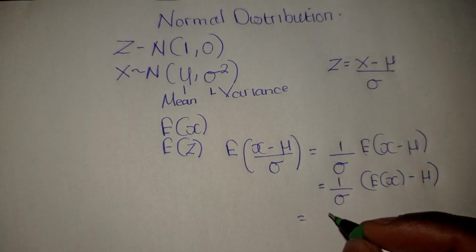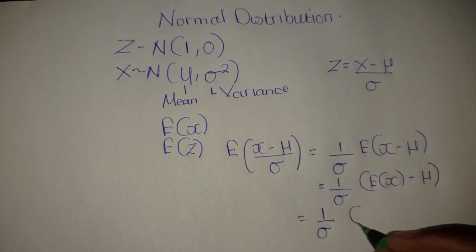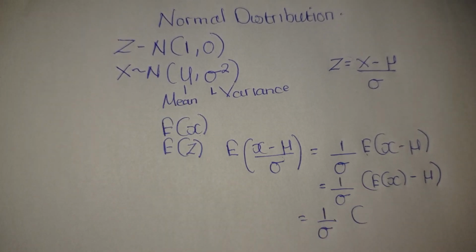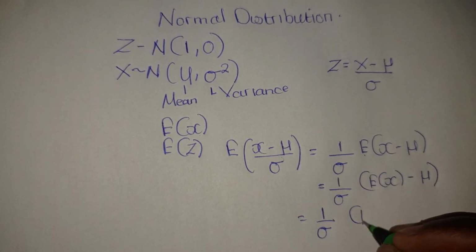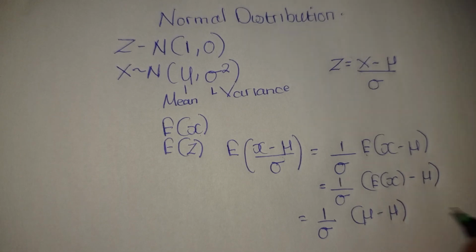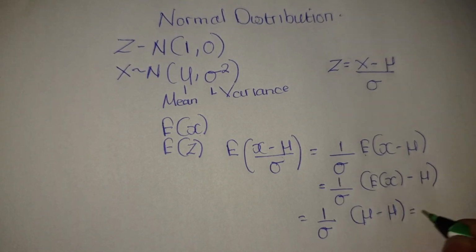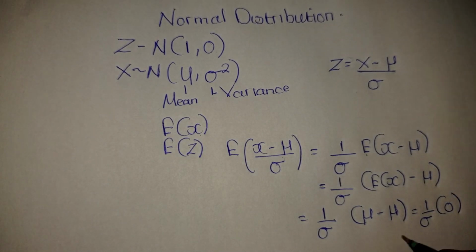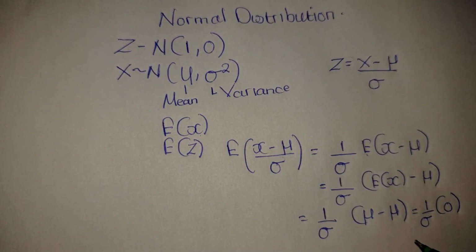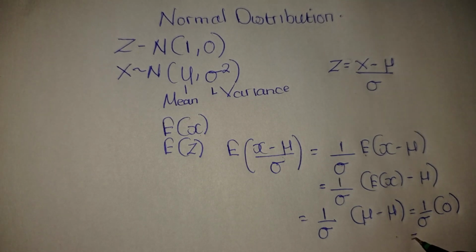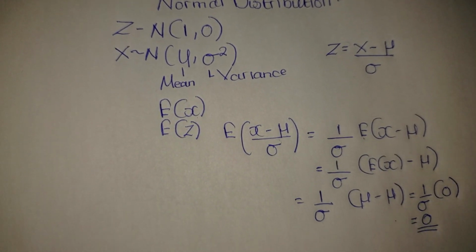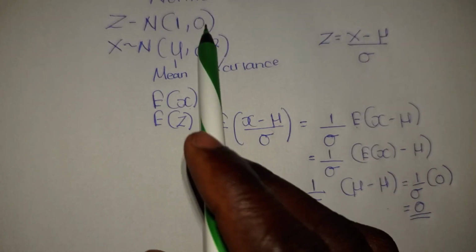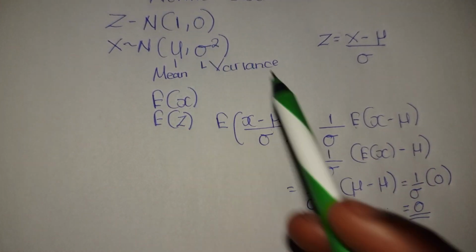Remember, in our preamble we said that the expected value of X is the same as mu, which is the mean. So we can replace it, and we have mu minus mu, which you know for sure is equal to 0. Any number multiplied by 0 is still 0. So this is how they calculated the value of this 0 which we have here.